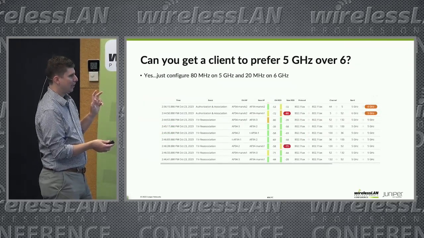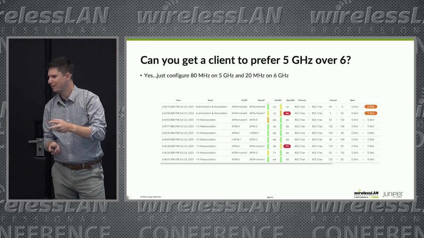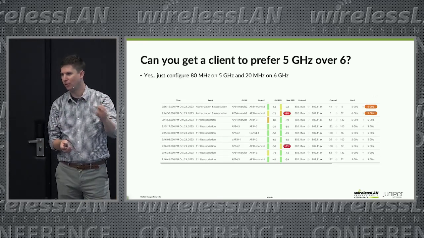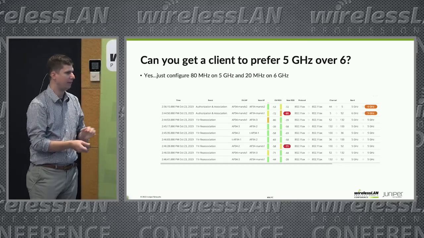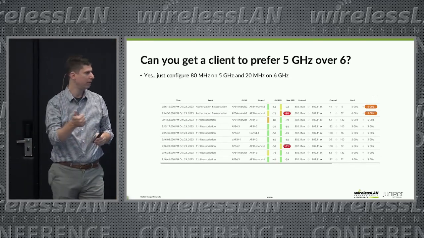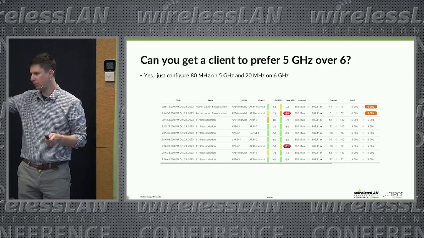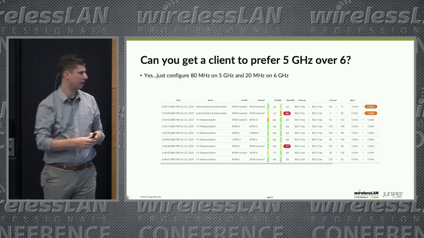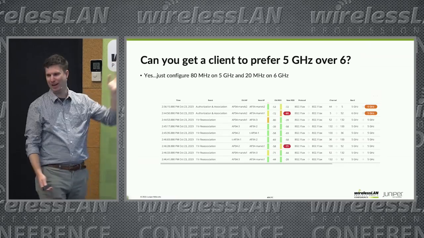Now, can you actually get a client to prefer 5 gigahertz over 6 gigahertz? Because most clients have a natural preference to 6 gigahertz. Part of it is the channel bandwidth. The other part of the logic is 6 gig over 5 gig, there's kind of like an artificial boost. So the answer is yes, you can actually.